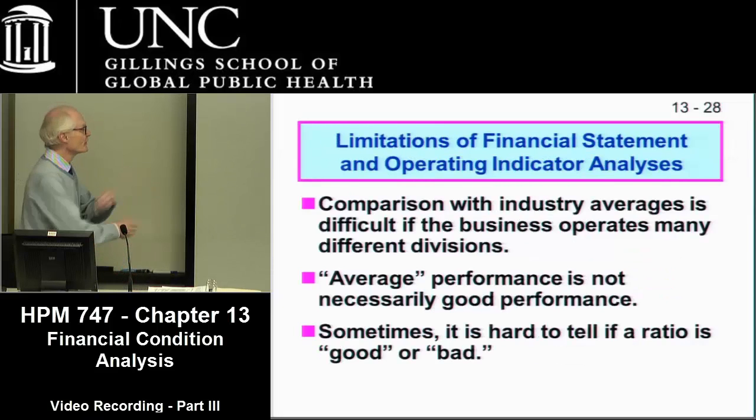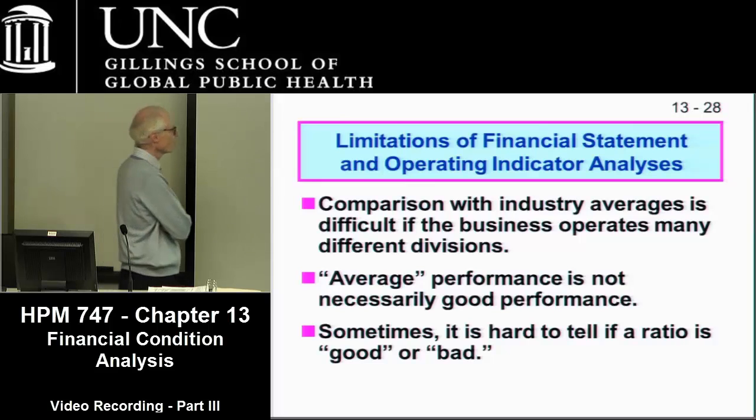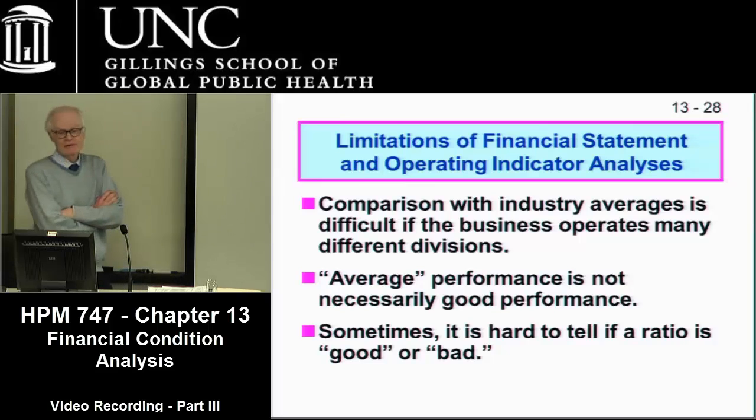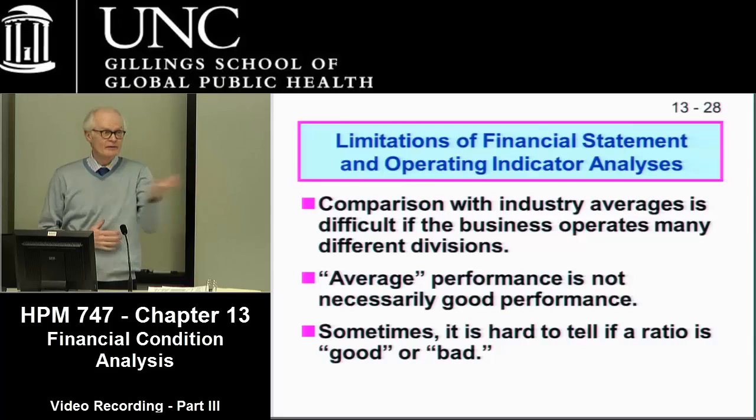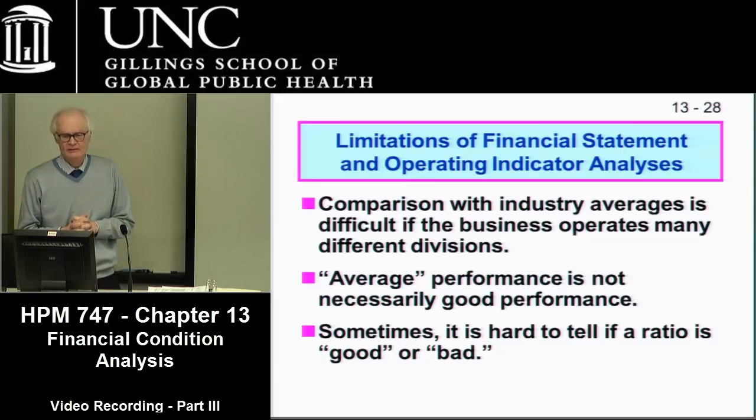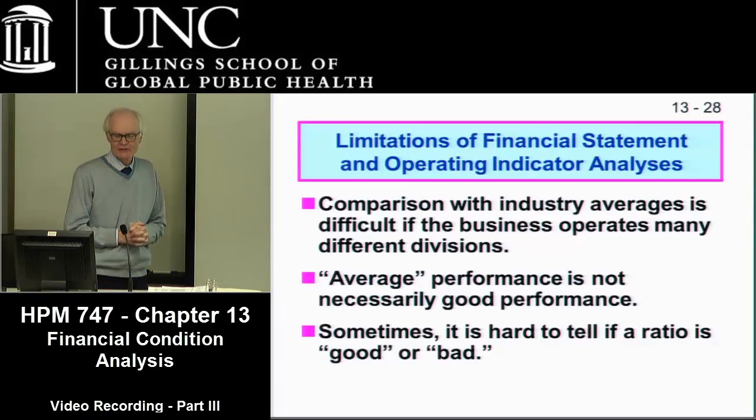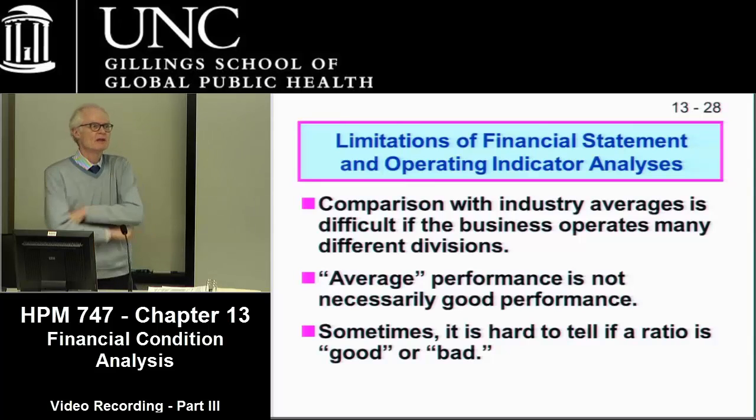Some of the limitations of these kinds of analyses. Comparison with industry averages is difficult if you've got a lot of different divisions, or if you're in radically different markets, or if you've got significantly different kinds of product lines. Average performance is not necessarily good performance. What does that mean?